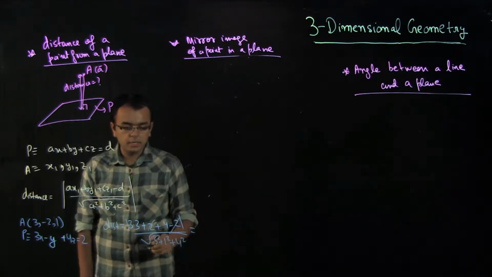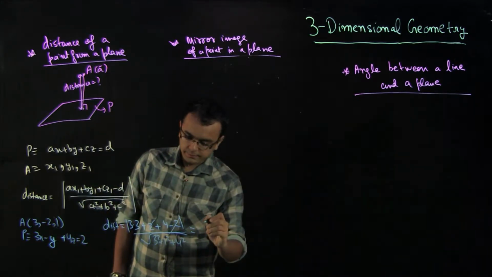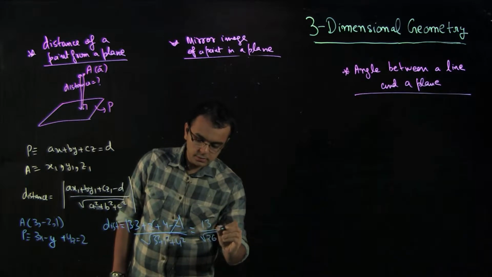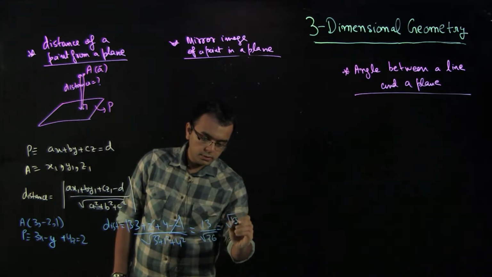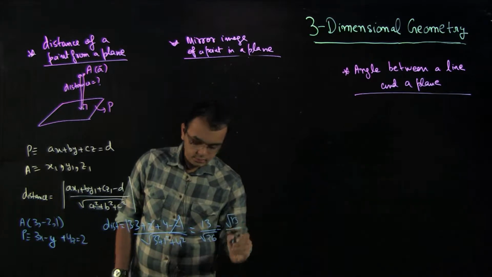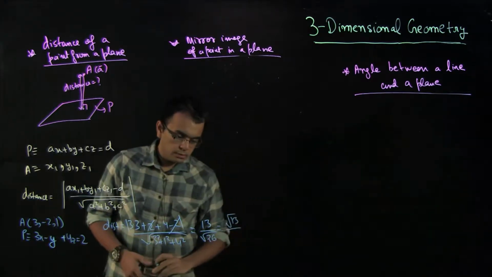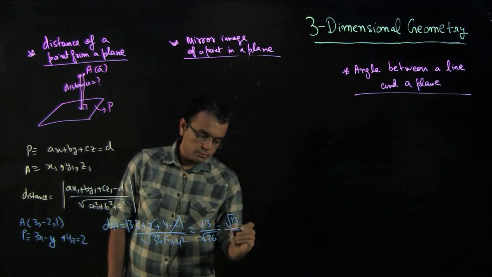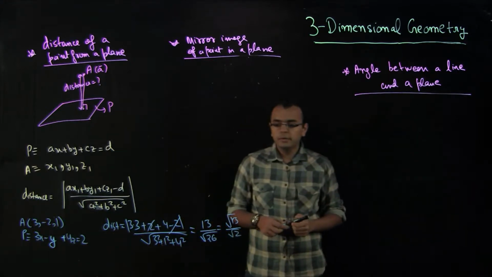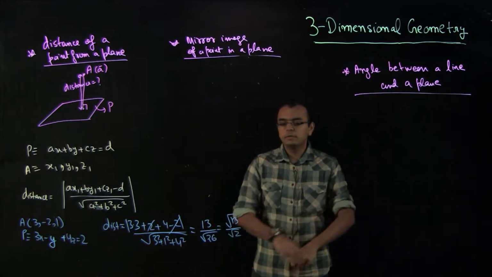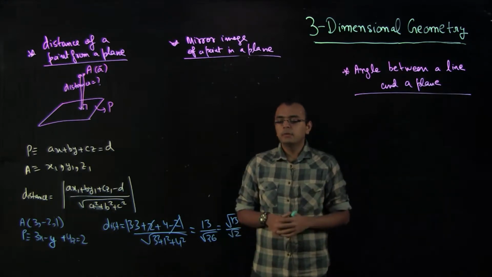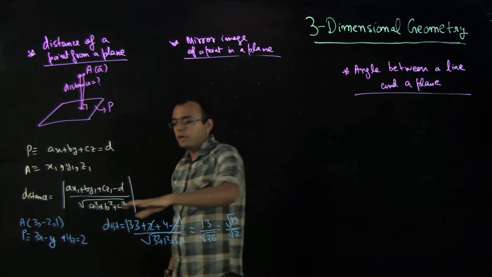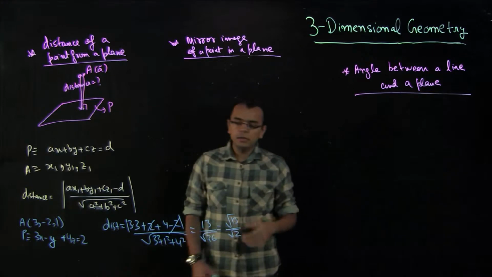So this comes out to be 13 divided by root 26, or square root of 13 divided by square root of 2. This is the answer for the perpendicular distance from the plane. All you need to do is put the point in the equation of the plane and then get the distance out.